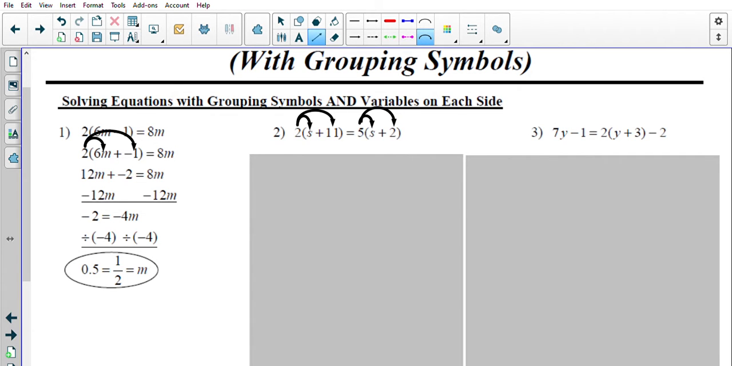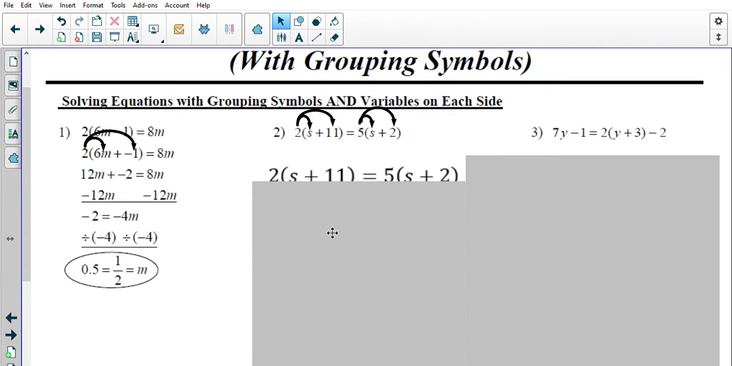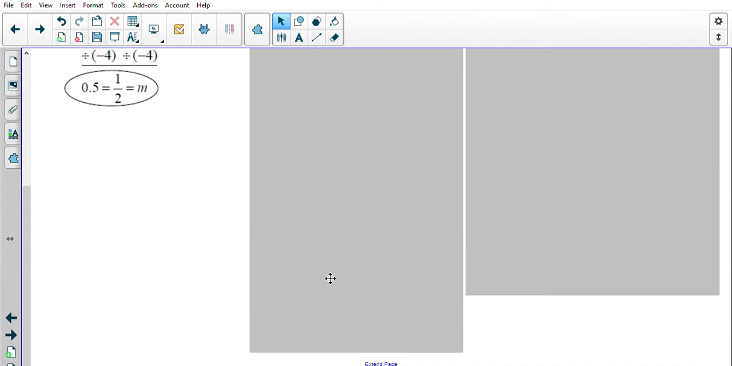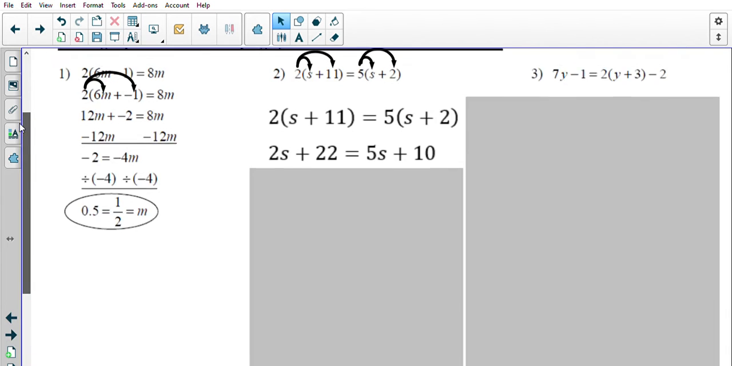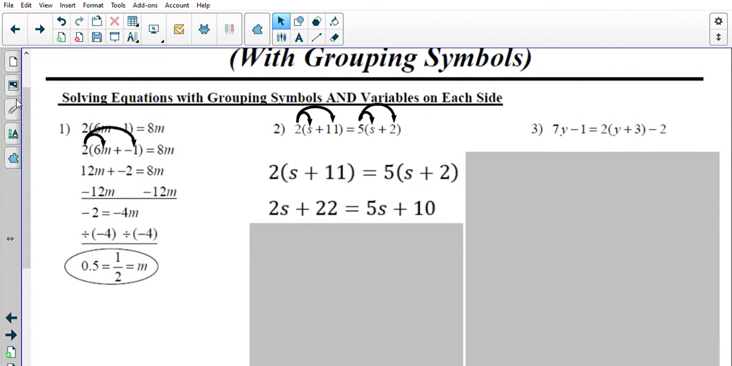So 2 times s is going to get us 2s. 2 times 11, whoops, my apologies, 2 times 11 is 22. 5 times s is going to get us 5s. 5 times 2 is 10. You don't have to rewrite the equation again. I just started with that as I went to go through my work.